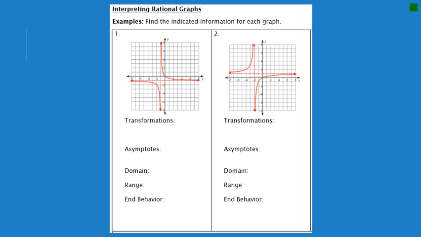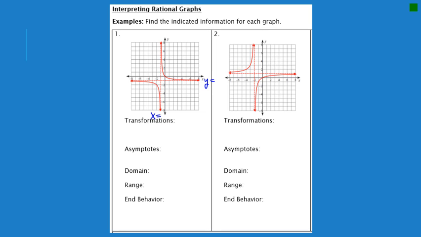The first thing I like to do in these problems is figure out the asymptotes. So remember, there will always be 2 asymptotes, a vertical and a horizontal. The vertical asymptote will always be x equals, and the horizontal will always be y equals. So it's the opposite of the axes.